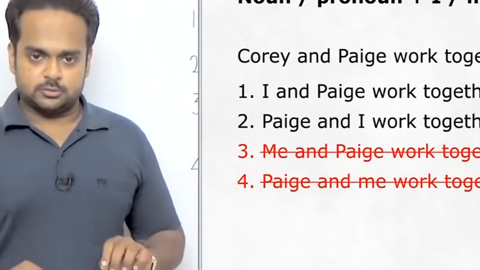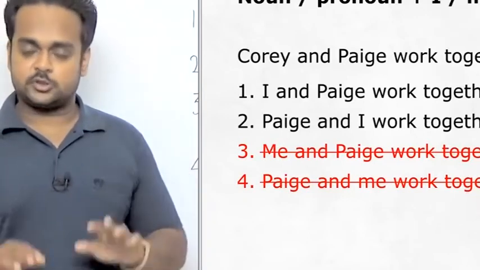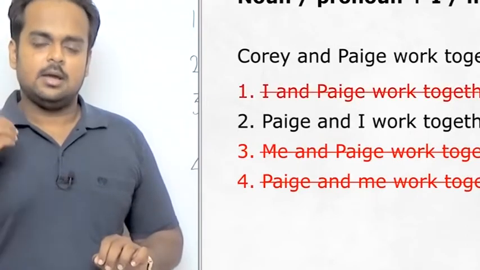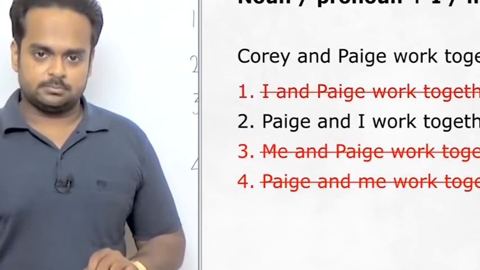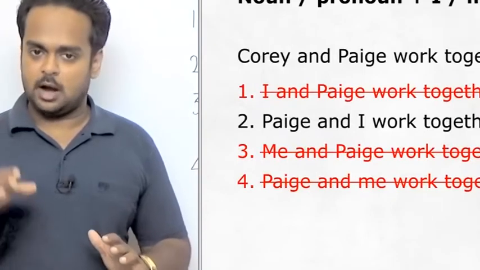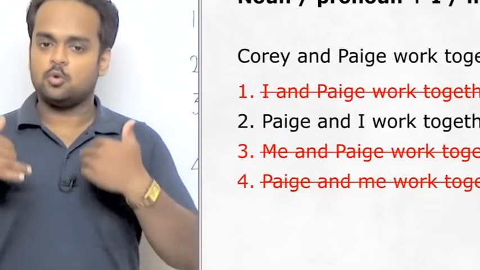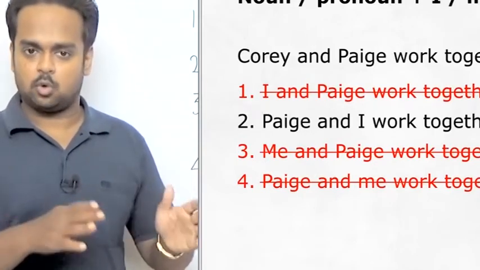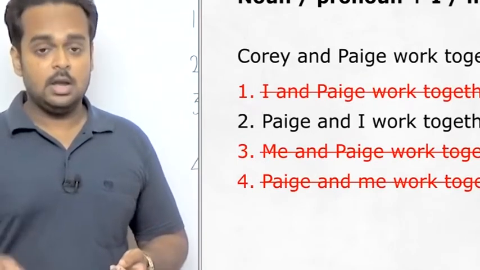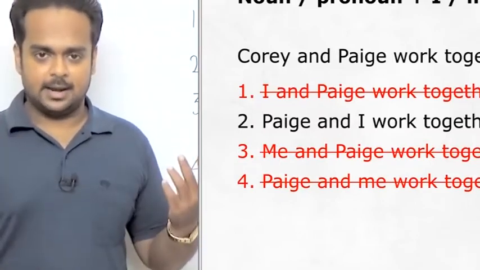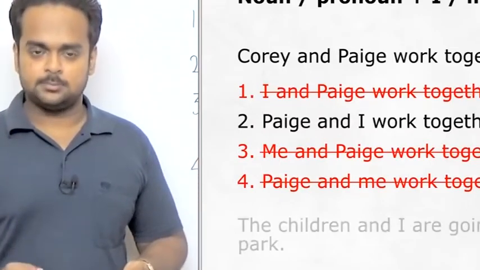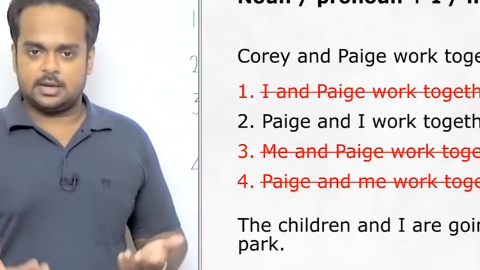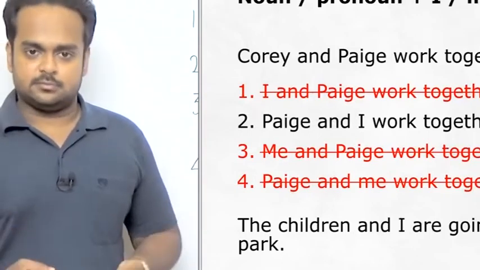Between the first two options, the first option is grammatically correct, but the best way to say this is Paige and I work together. That is because when you put the other person first, it's more respectful, and in English, it's considered more polite. So Paige and I work together is the best way. Now, instead of Paige, you could use any noun. It could even be a plural noun, like the children and I are going to the park, or my friends and I are at the movies, for example.